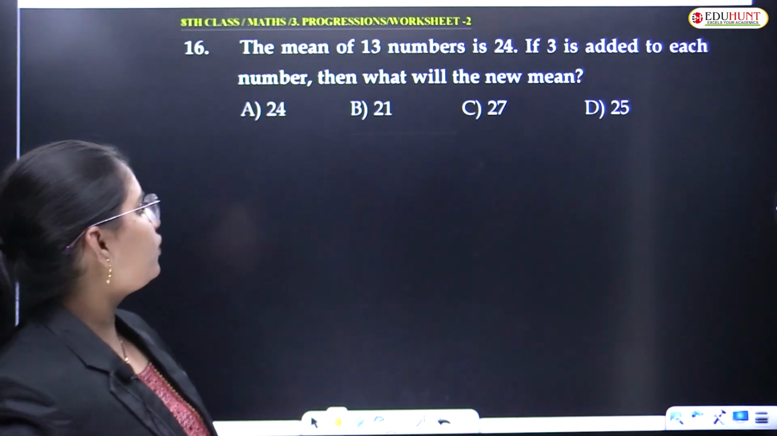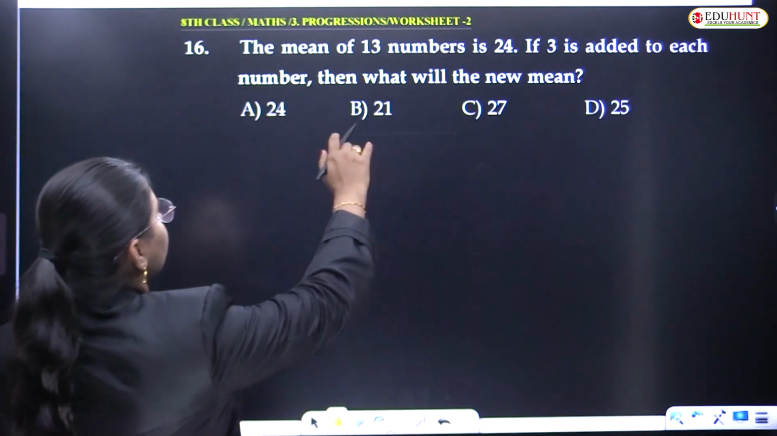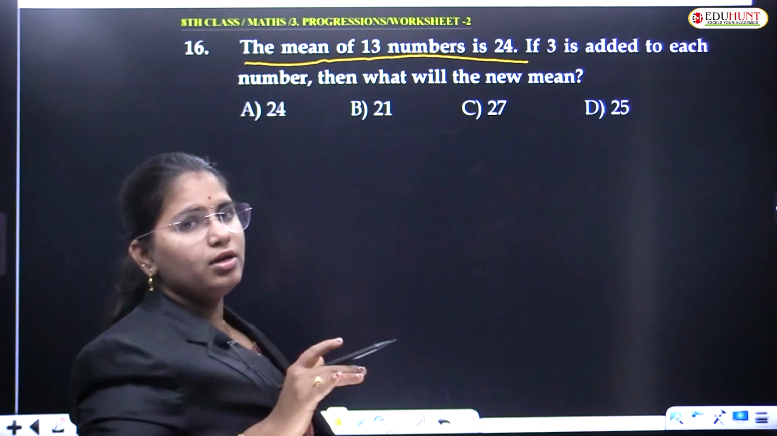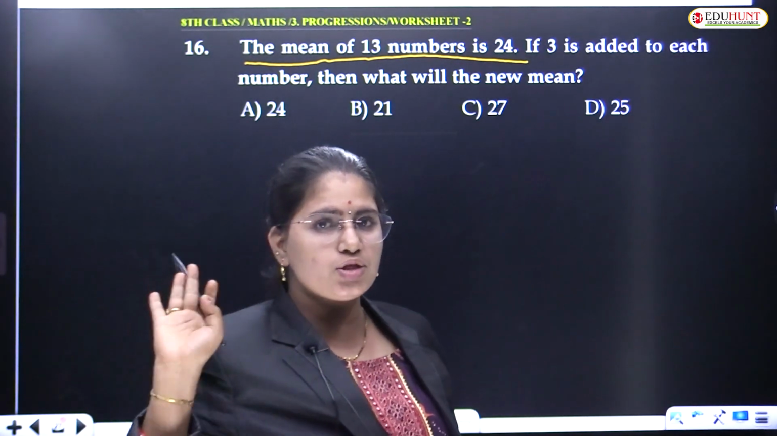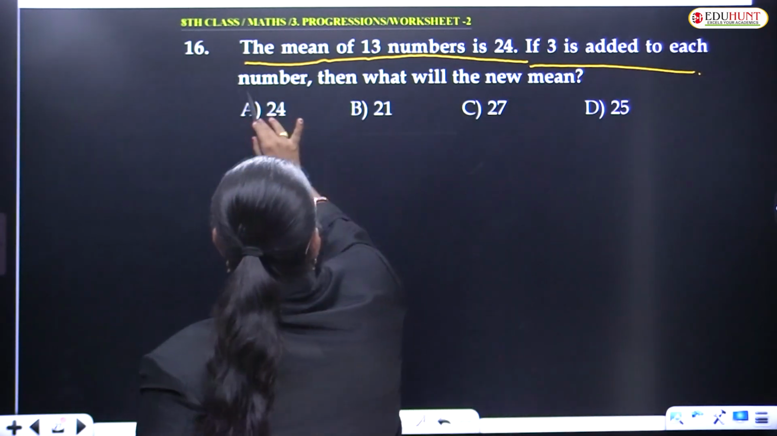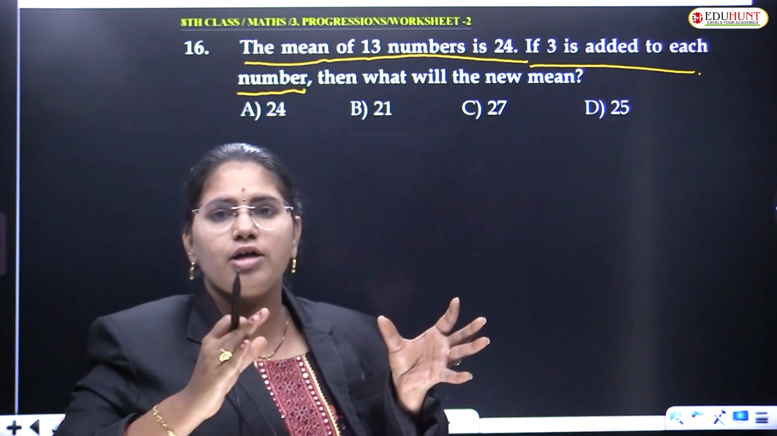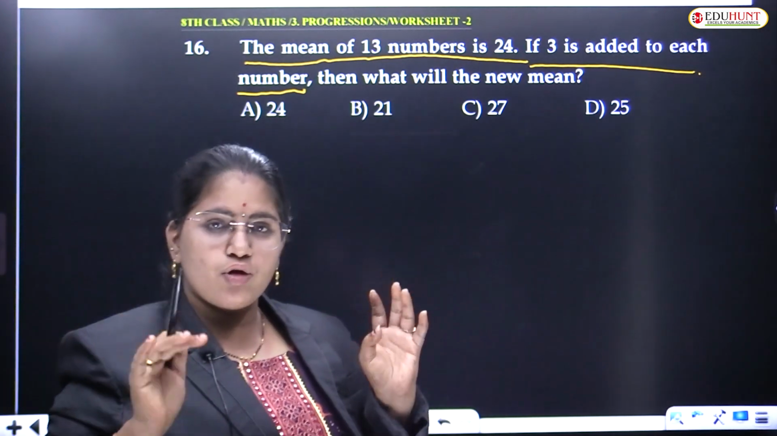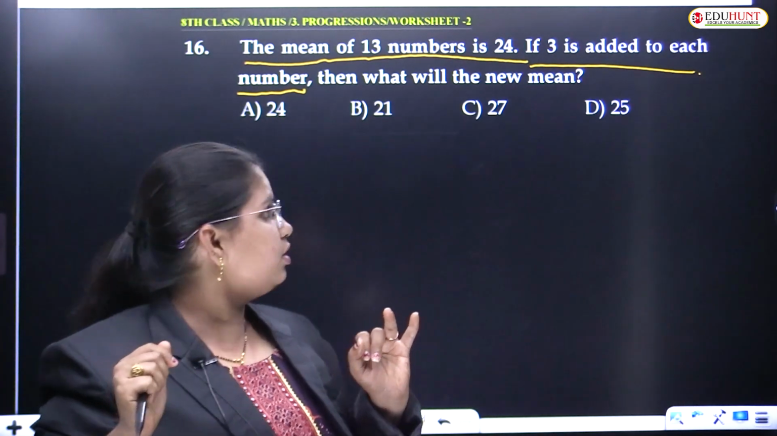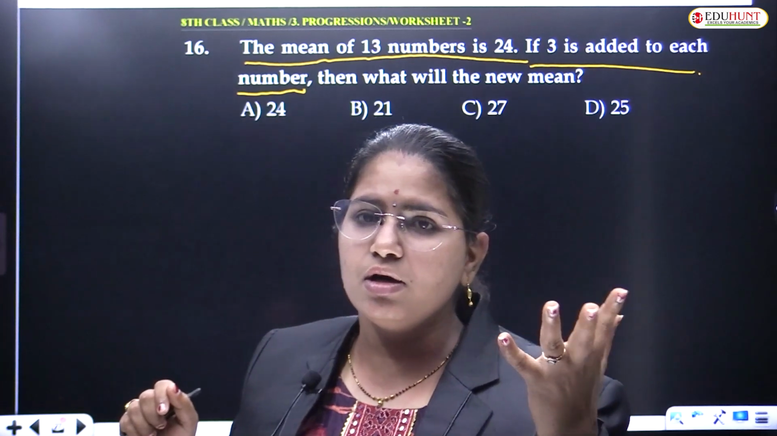What is the first problem of today's session? Please read out the question. The mean of 13 numbers is 24. So, given the mean of the first 13 numbers is 24. If 3 is added to each number, what will be the new mean? What is the concept?